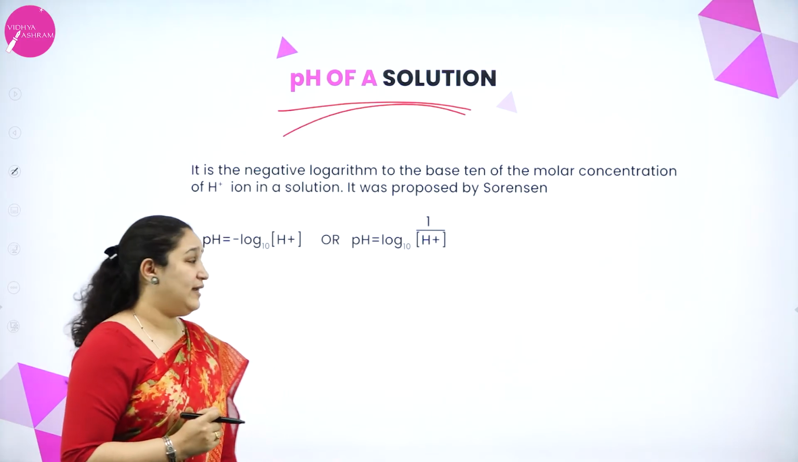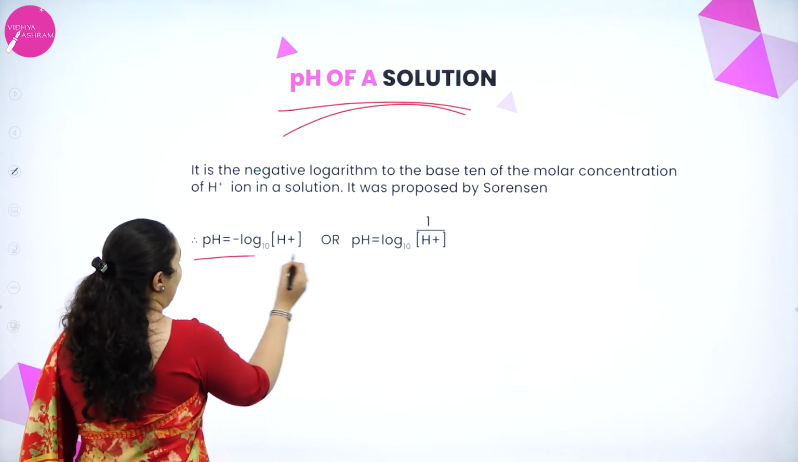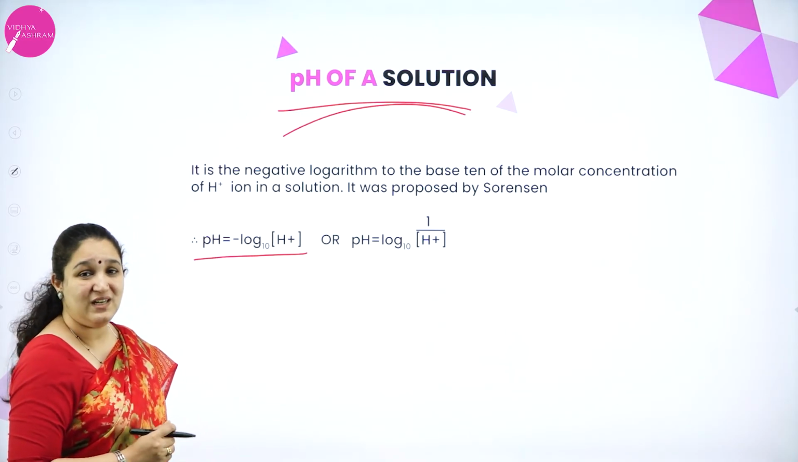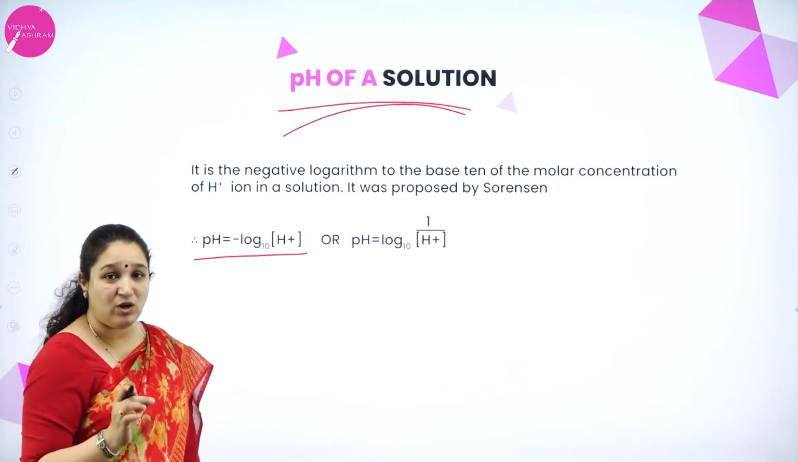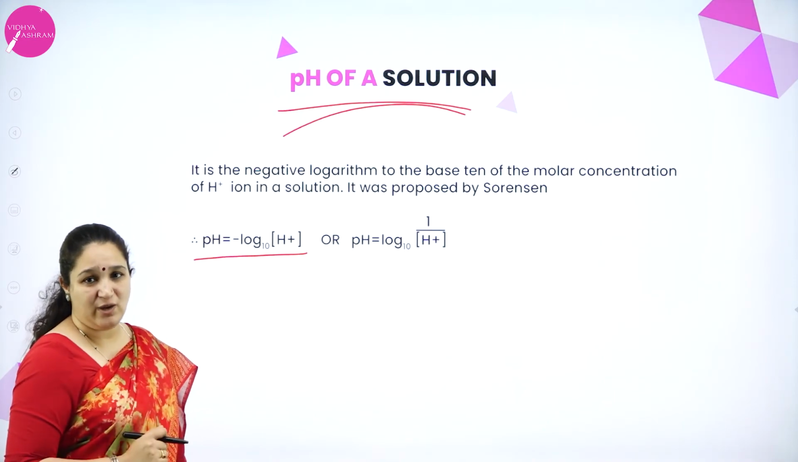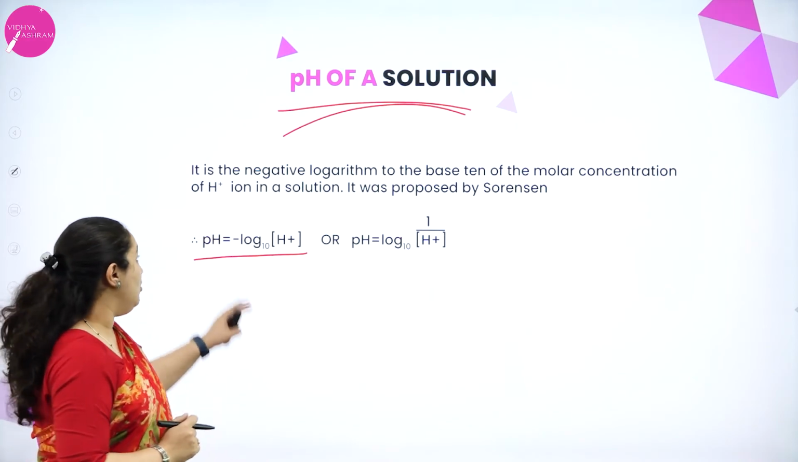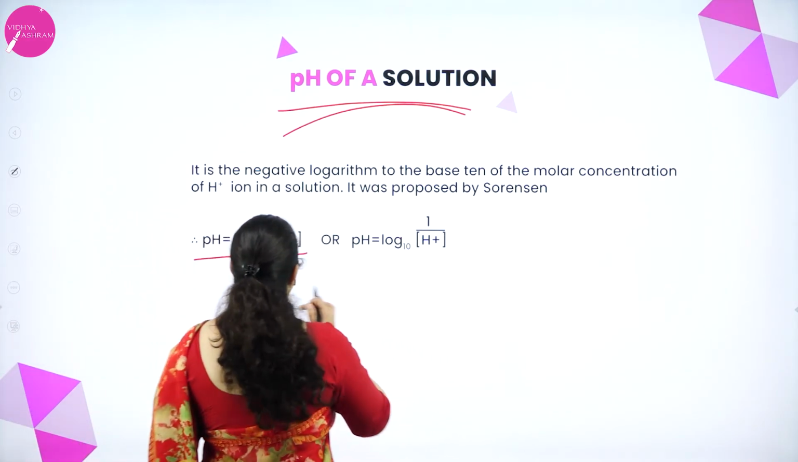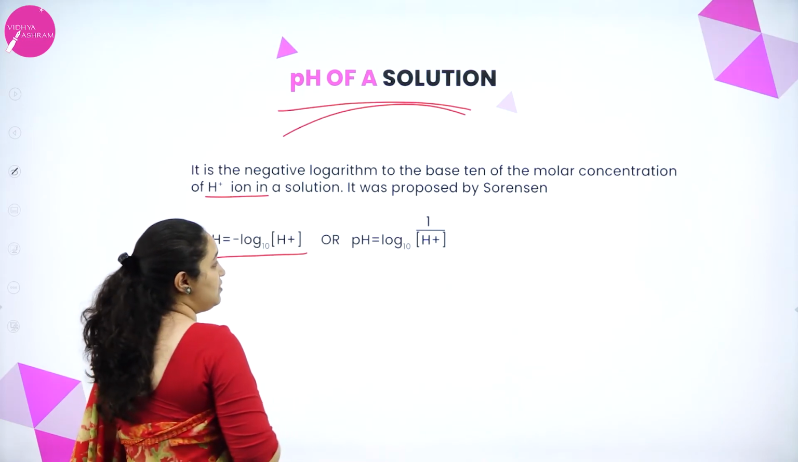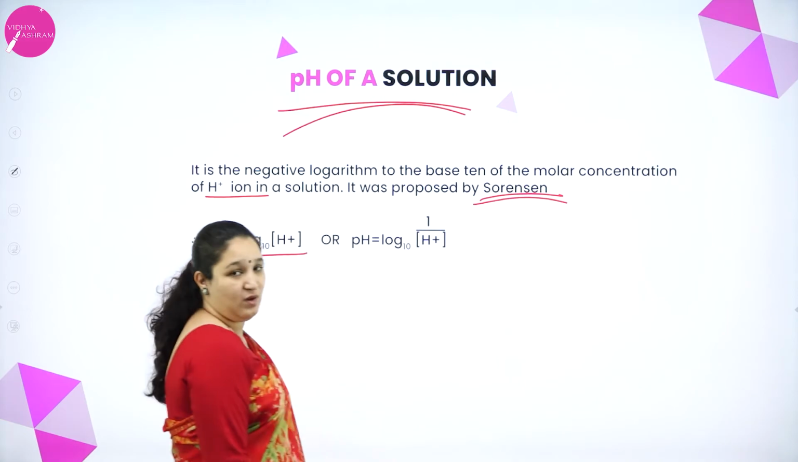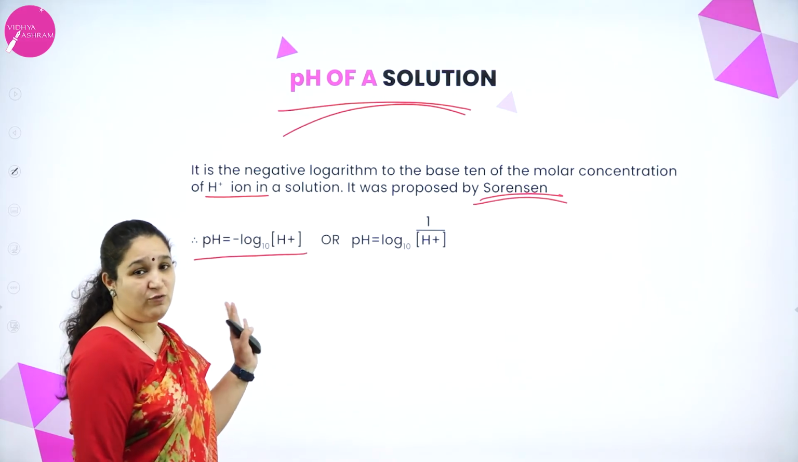pH we can calculate using the formula negative logarithm of H plus ion. So, what is it? It is the negative logarithm of molar concentration of H plus ion. Okay, so it is the negative logarithm to base 10 of the molar concentration of H plus ion in a solution. This was proposed by Sorensen. Okay, so this is the formula for pH.